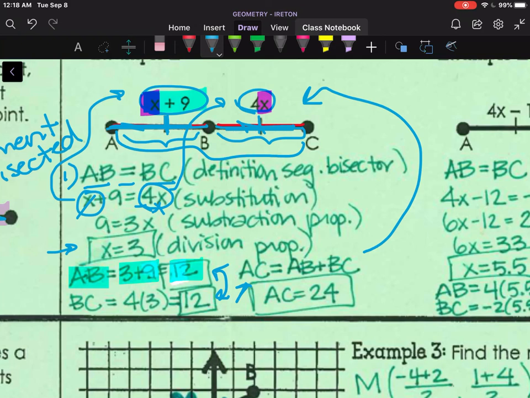Okay, so I'm going to pause here, and I want you to take some time to work out the next problem on your own, and then we'll come back together and you can check your answer. So pause here.